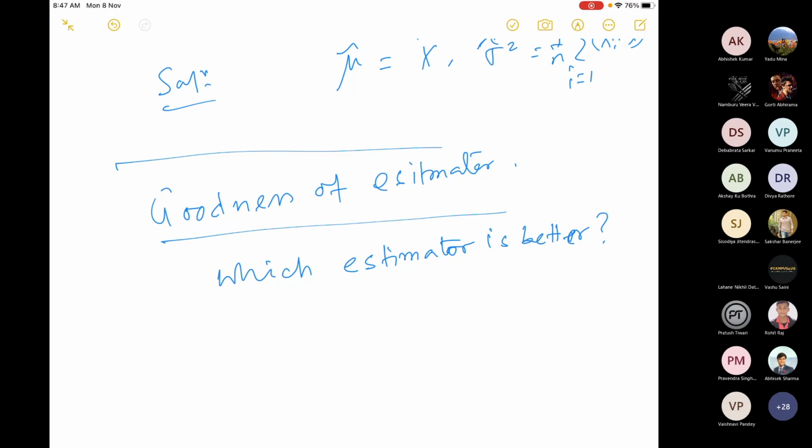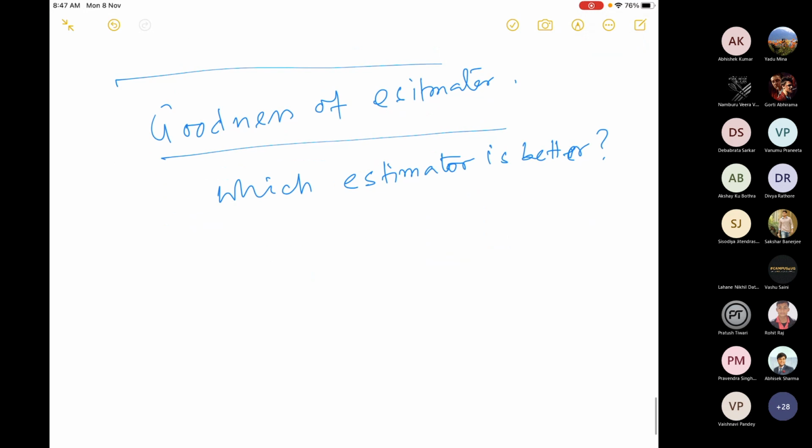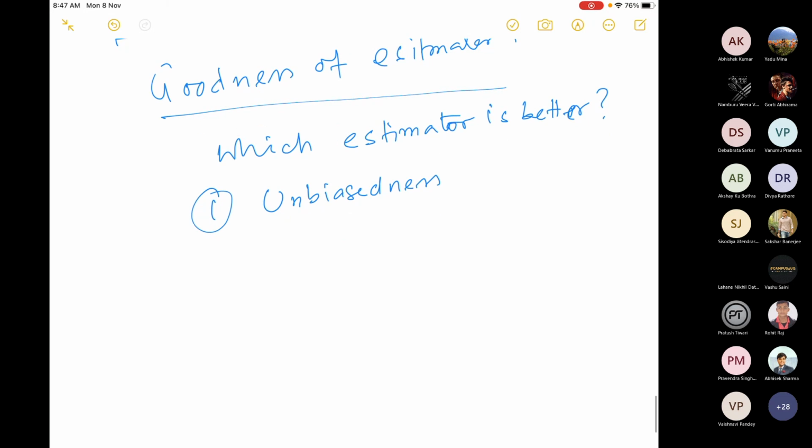Okay, and there are different properties of this. We'll talk only about 3, not in detail, but just to give you an idea. These properties include unbiasedness. I talked about that before. What is the meaning of unbiasedness? I did not define it formally, but I said we'll say it later.